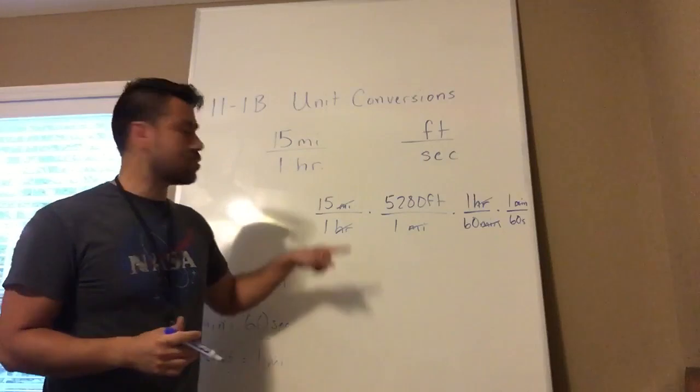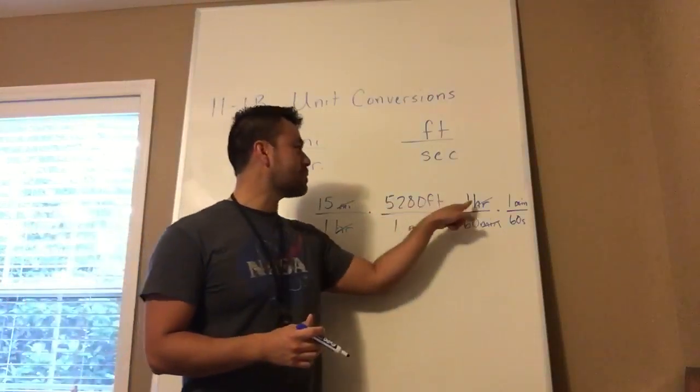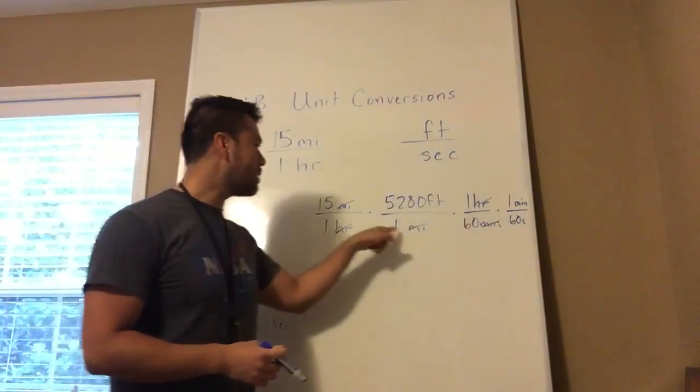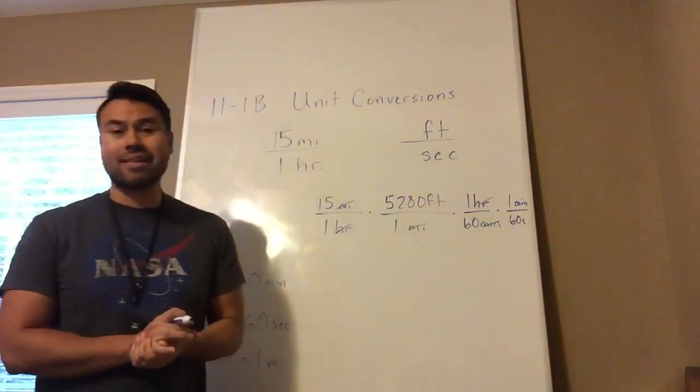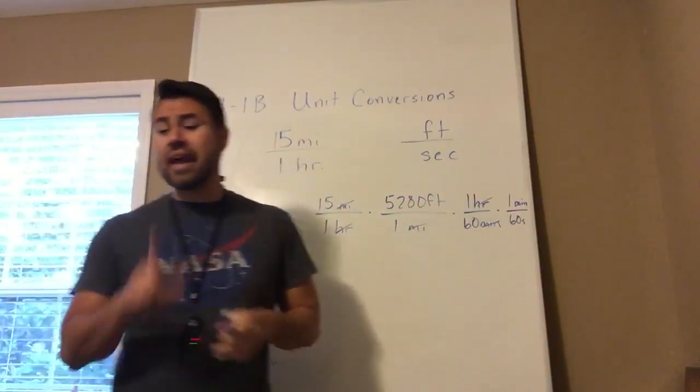That's the kind of dimensional analysis I use. But look at the numbers. 15 times 5280 times 1 times 1. And then 1 times 1 times 60 times 60. Okay, that could be a problem.